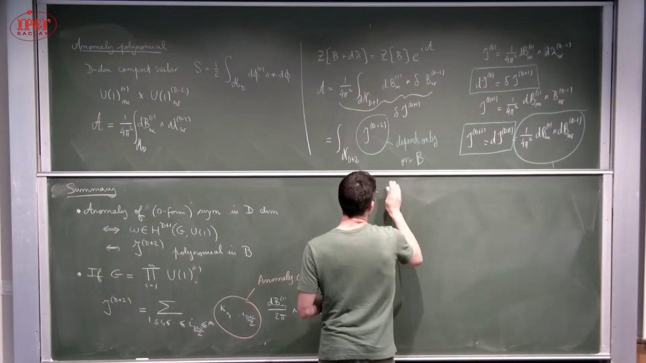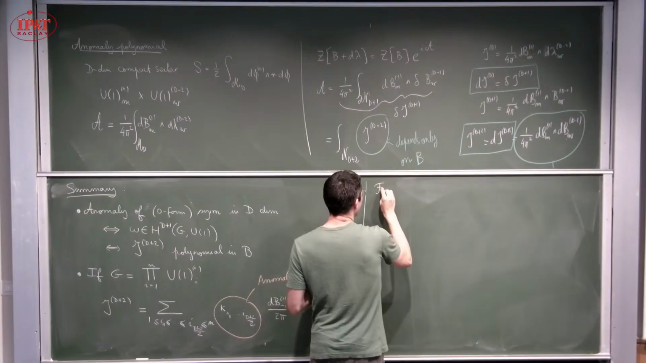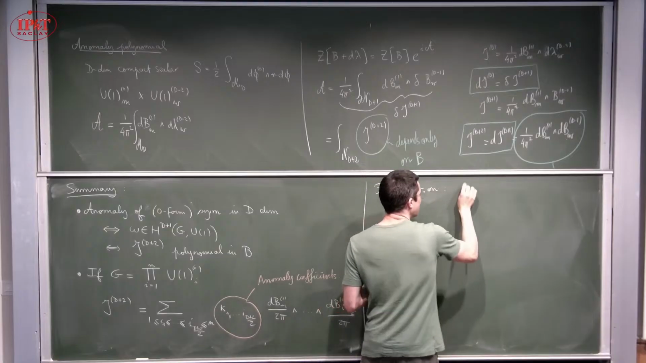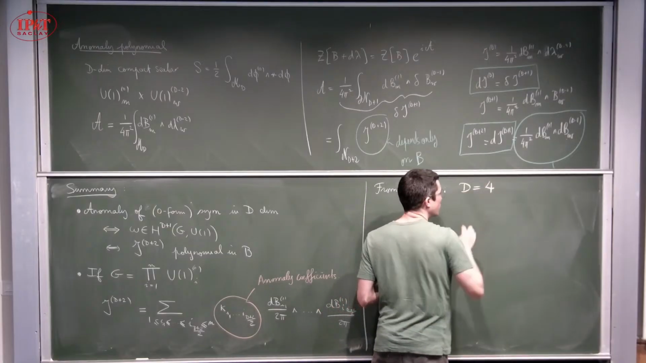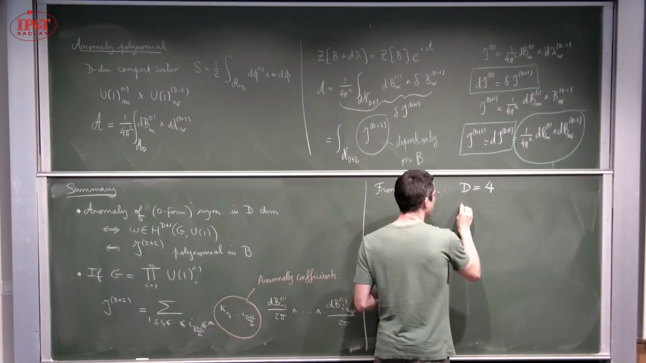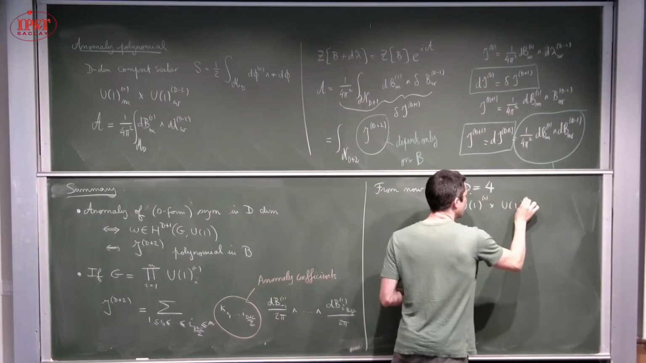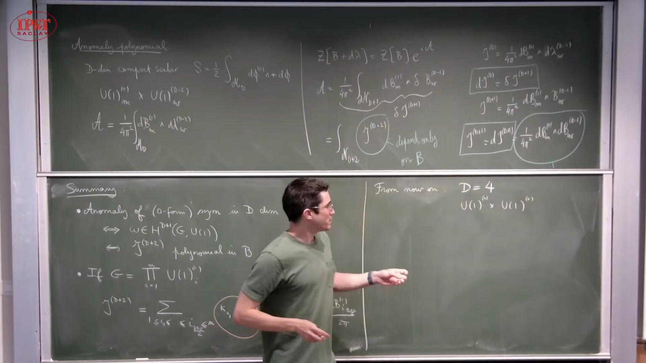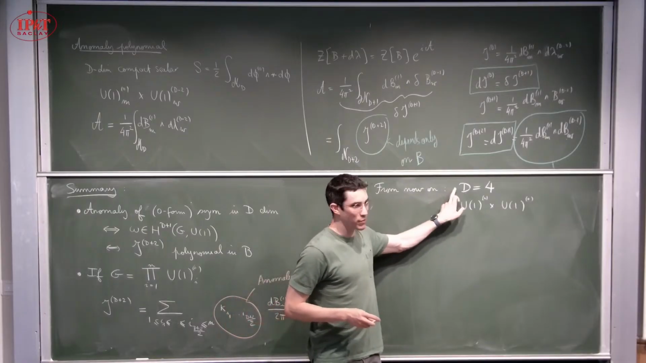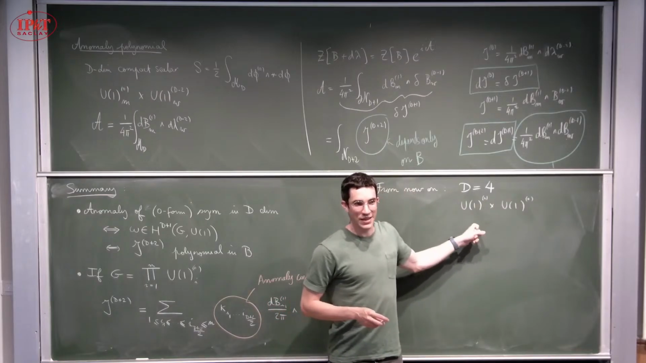So let's actually now, from now on until the end, focus on a particular case. From now on, let's pick D equal to 4. We want to do 4-dimensional QFT. And let's pick the symmetry to be U1 times U1, both zero-form. So we pick a theory which is 4-dimensional and which has 2 U1 symmetries. They are both zero-form symmetries.